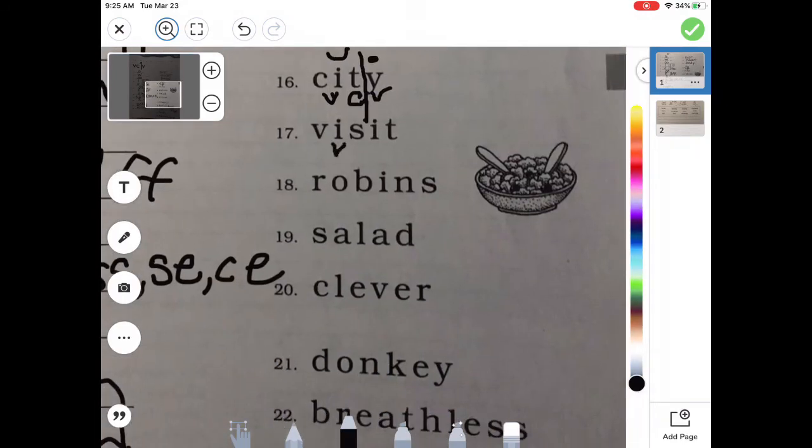How about the next one? I have an I and an I with a consonant between it. So if I break it apart here, it would be visit.